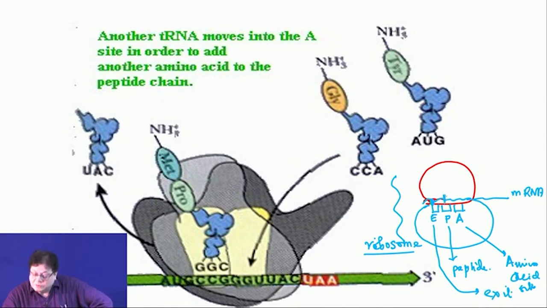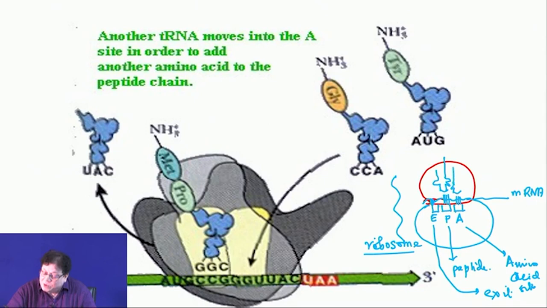Now suppose this is your first codon here. Codon is a three letter code. So now according to this codon, you will have a tRNA which will be bound to it, and there will be an amino acid here. And at the amino acid site, depending on the code here, another tRNA will come.